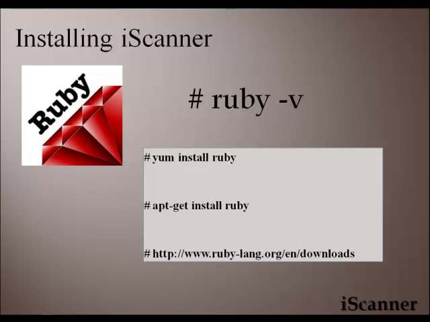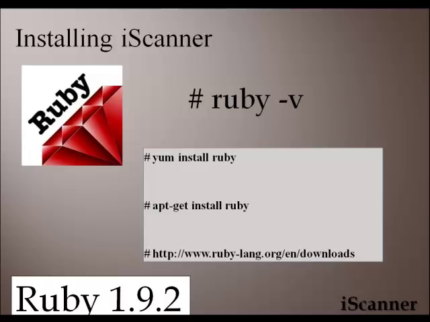To see if Ruby is installed on your system, type the command ruby -v. If it isn't installed, it can be obtained by any of the commands displayed. The version of Ruby installed for this demonstration is 1.9.2.